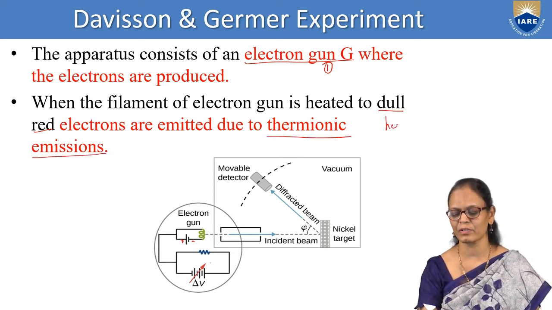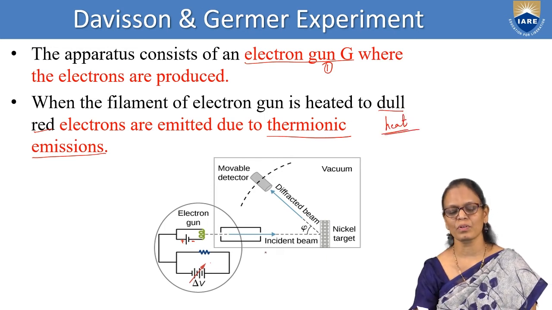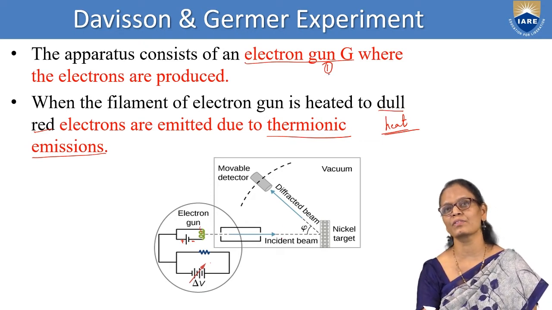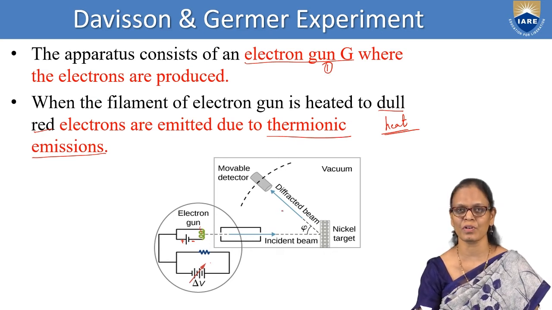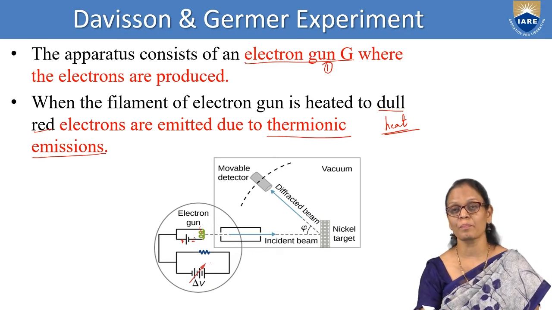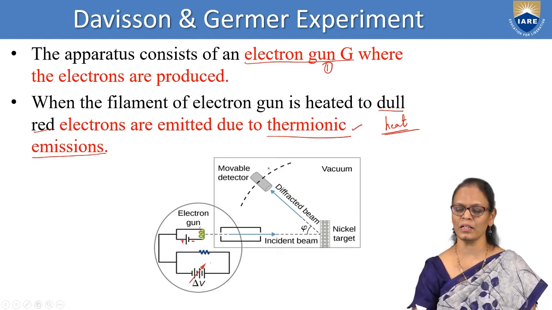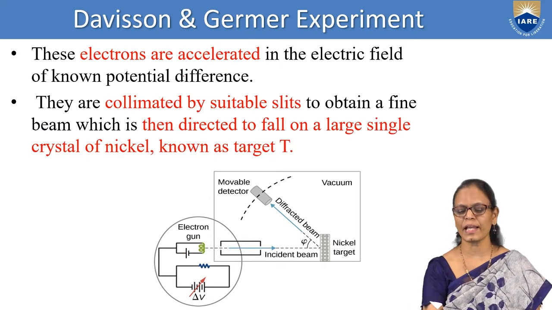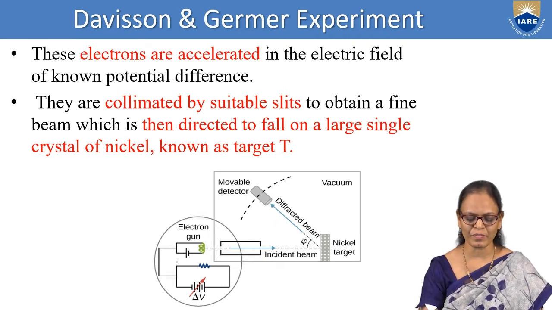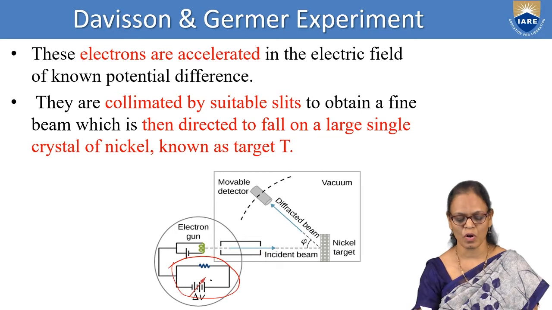Thermal is always related to heat. The electrons that are emitted due to the heating up of the filament, that is why we call it thermionic emission. So the function of the electron gun is to produce the electrons. How are we getting the electrons? By heating the filament. And the process by which these electrons are emitted, we call thermionic emission. Now, these electrons are accelerated in the electric field of known potential difference. We have this setup to accelerate the electrons through a known potential.